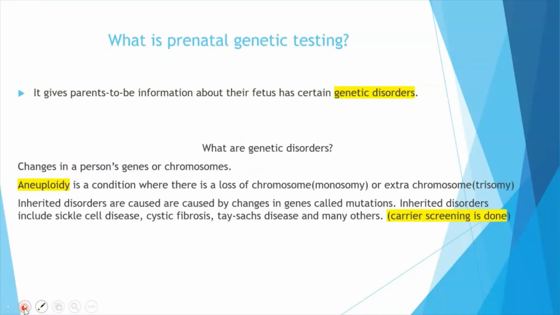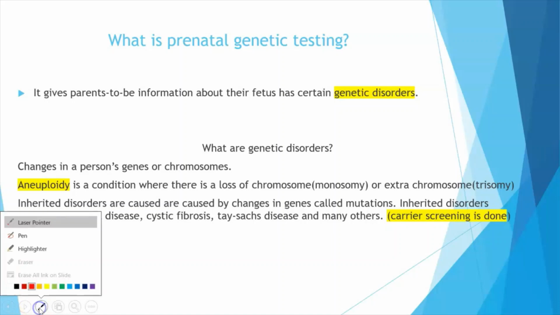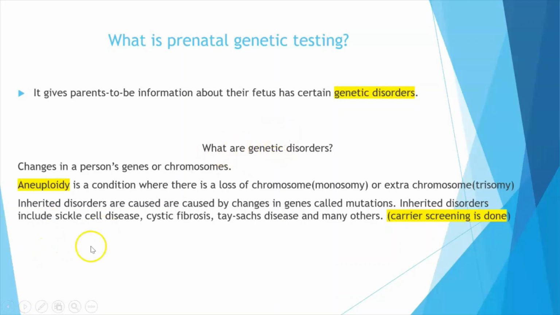What is prenatal genetic testing? It gives parents-to-be information about whether their fetus has certain genetic disorders. Now, what are genetic disorders? Genetic disorders are changes in a person's genes or chromosomes. One of them is aneuploidy, a condition where there is a loss of a chromosome (monosomy) or an extra chromosome (trisomy). Others are inherited disorders caused by changes in genes called mutations. Inherited disorders include sickle cell disease, cystic fibrosis, Tay-Sachs disease, and many others. For them, carrier screening is done.